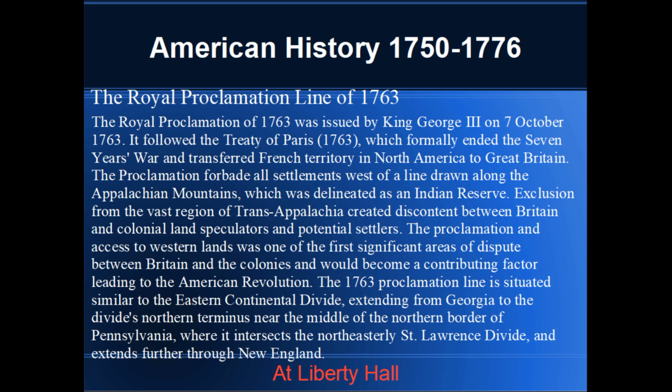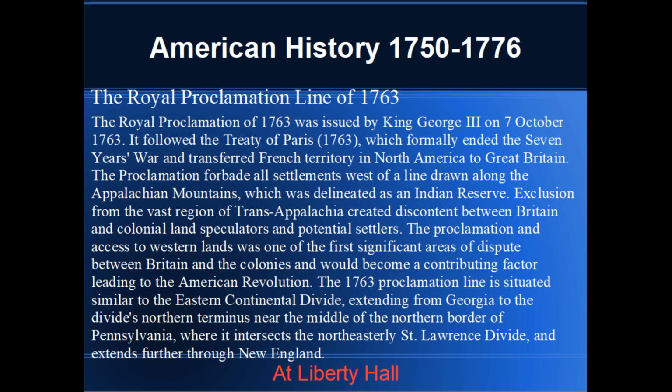The Royal Proclamation Line of 1763. The Royal Proclamation of 1763 was issued by King George III on 7th October 1763. It followed the Treaty of Paris, 1763, which formally ended the 7 Years' War and transferred French territory in North America to Great Britain. The proclamation forbade all settlements west of a line drawn along the Appalachian Mountains, which was delineated as an Indian reserve.